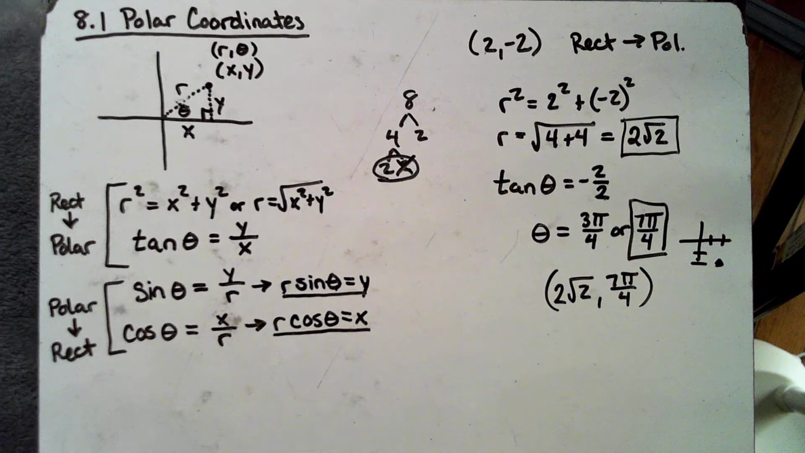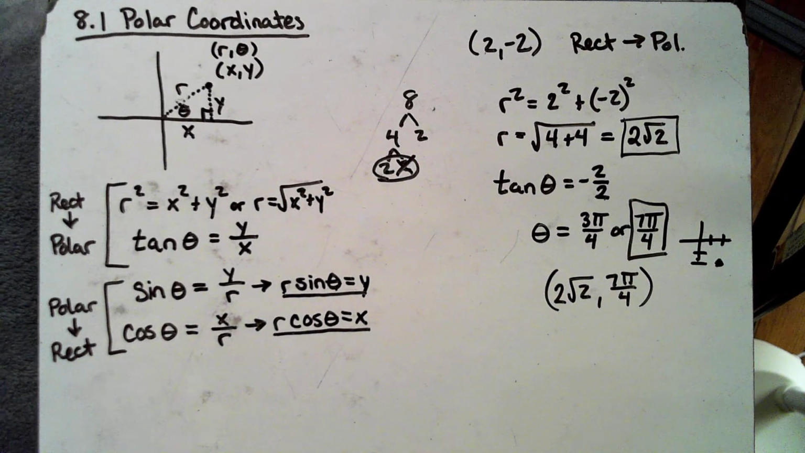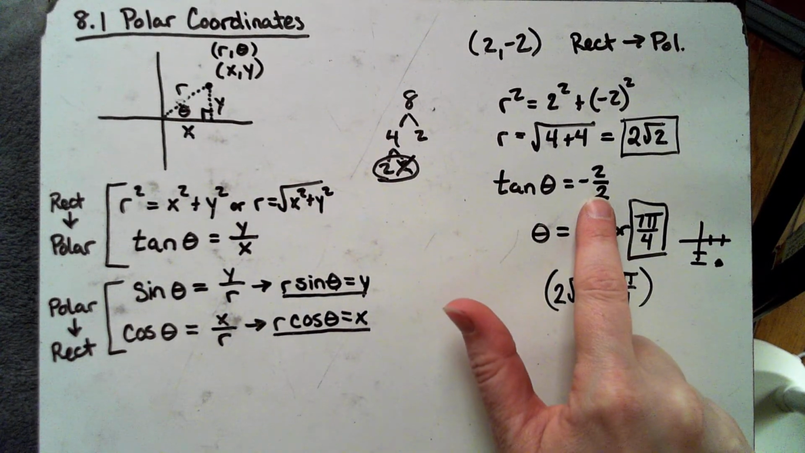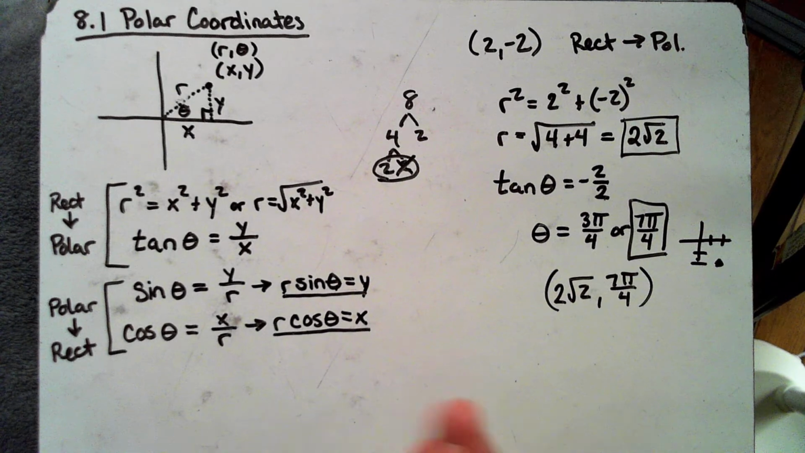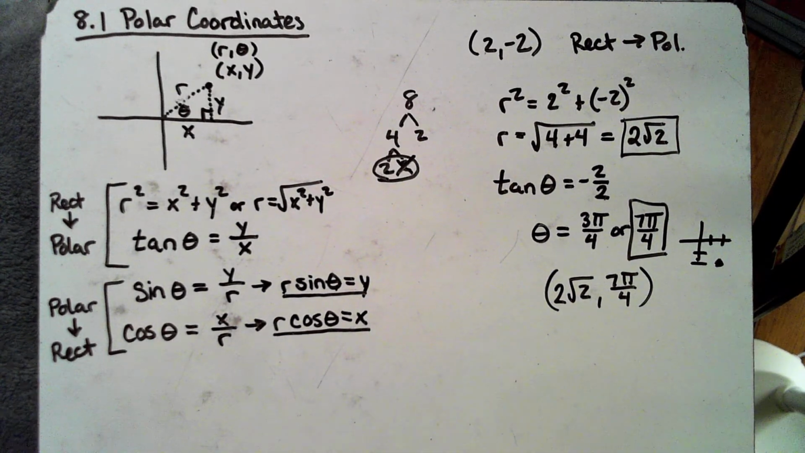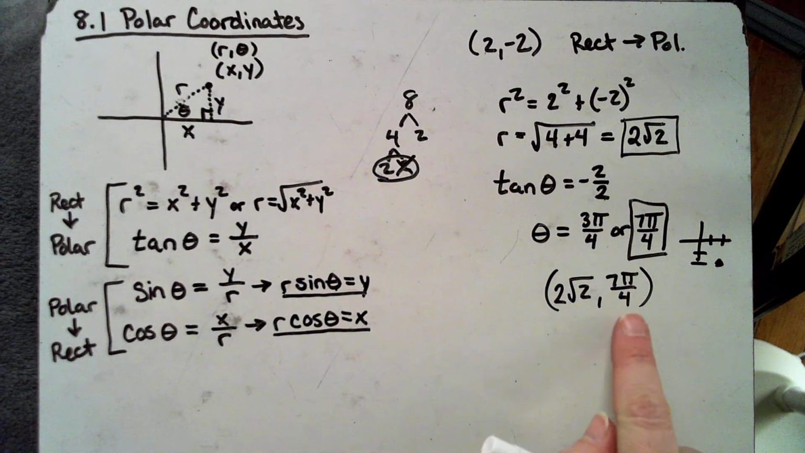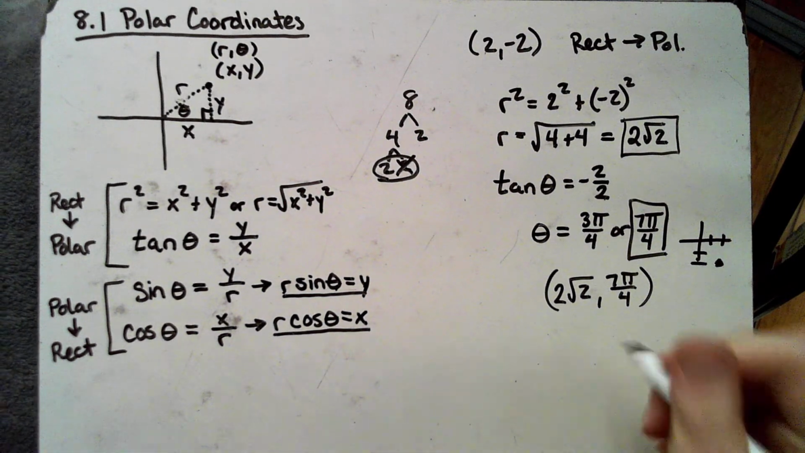And that's my answer. Now, if you wanted to, instead of writing 7 pi over 4, you could write negative pi over 4 because technically when we do inverse tangent on both sides, it can only give a first quadrant or a negative fourth quadrant angle. So I would get negative pi over 4. So technically that would be correct. This is just an alternate way of writing it.